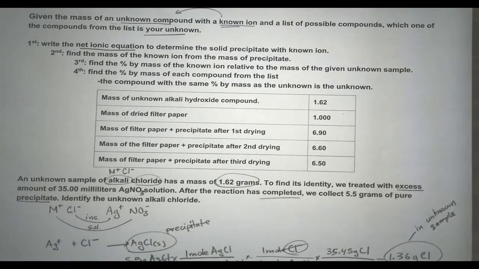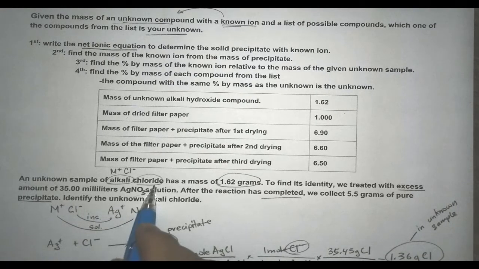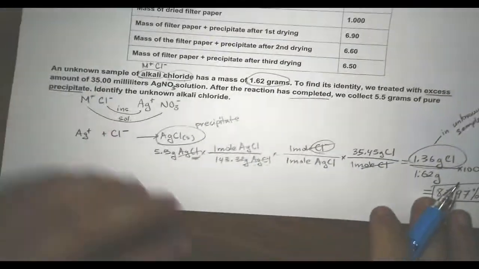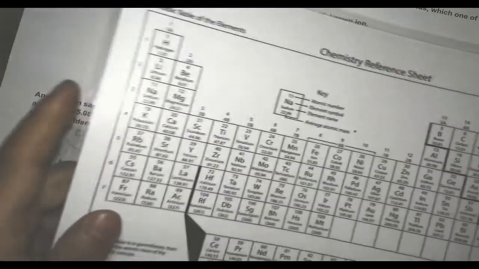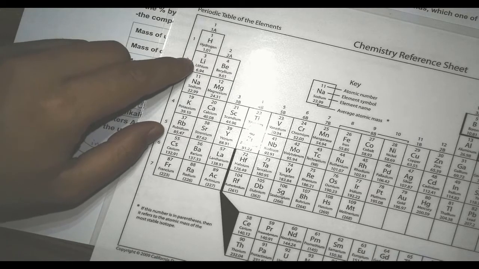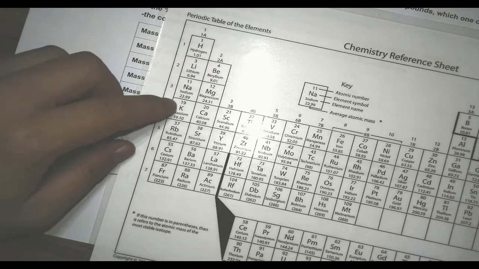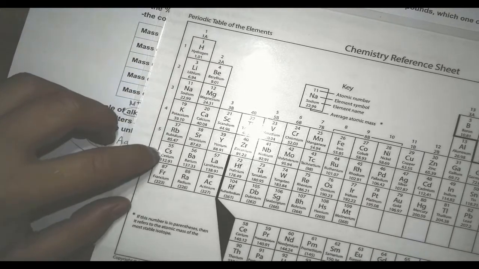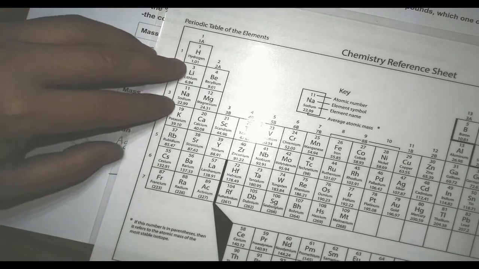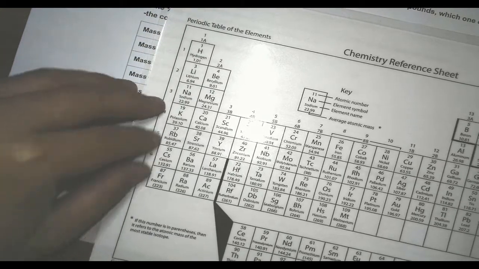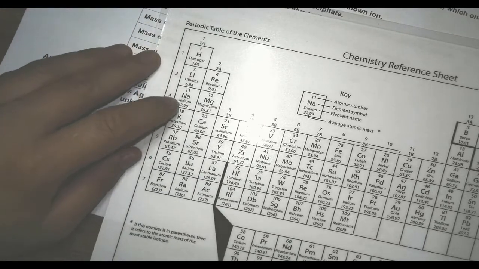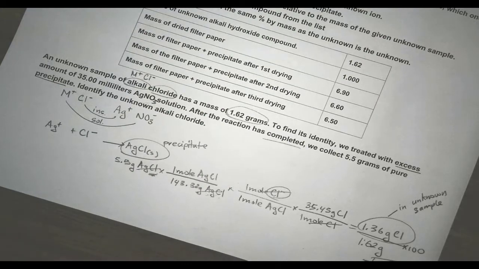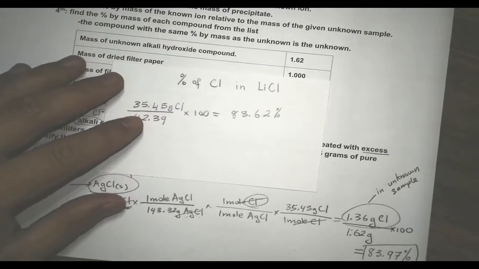If we go back to the problem, we know it's an alkali chloride. So I went back to the periodic table and combined the alkali metals with chloride. Here we have lithium chloride, sodium chloride, potassium chloride, rubidium chloride, and cesium chloride. The most common ones, of course, are going to be the first three, because the others are very unstable. So the first three are lithium chloride, sodium chloride, and potassium chloride. I went back and solved for the percent composition of each one of those.